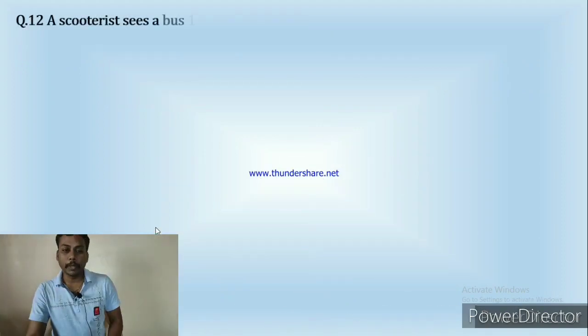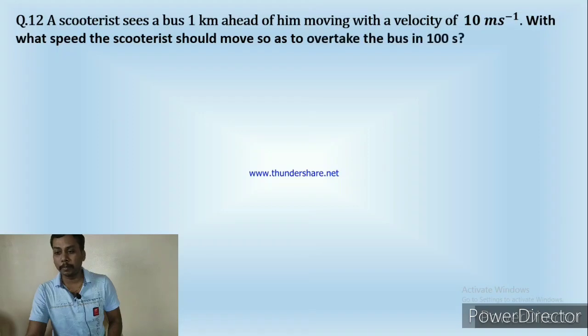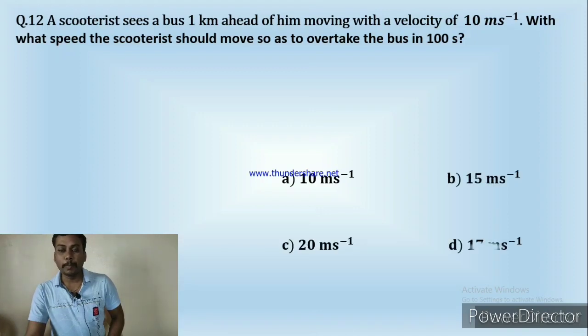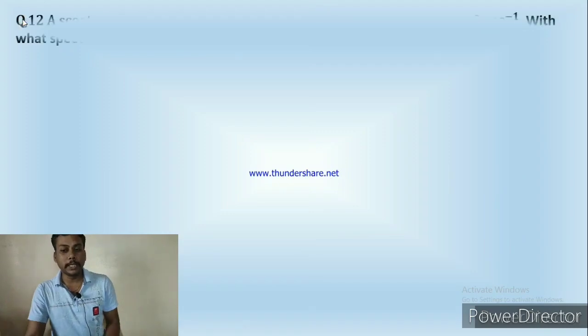Now question number 12. A scooterist sees a bus 1 kilometer ahead of him moving with a velocity of 10 meter per second. With what speed should the scooterist move so as to overtake the bus in 100 seconds? And the options are 10 meter per second, 15 meter per second, 20 meter per second, and 17 meter per second. So let's read the question again.